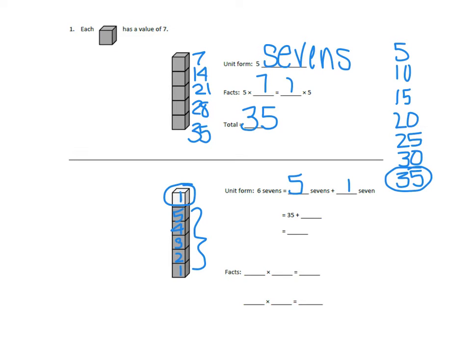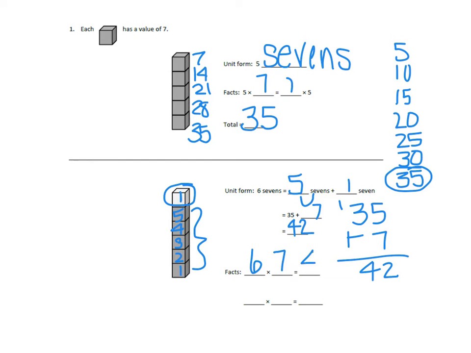35, which is the 5 sevens, plus 1 seven, which I know is 7, is going to give me an answer of 42, which is also the same as 6 sevens. So my multiplication fact family is going to be 6 times 7 equals 42, or 7 times 6 equals 42.